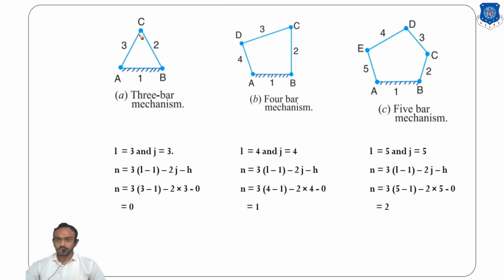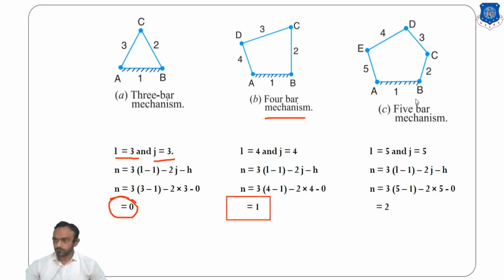So first you can see here 3 links connected to each other. How many degrees of freedom? You can see there is no possibility of motion in this mechanism. With 3 links and 3 joints, we put that in the Kutzbach equation and the degree of freedom is 0. Next, the 4-bar chain mechanism: number of links is 4, number of joints is 4. Put that in the formula and the degree of freedom is equal to 1.